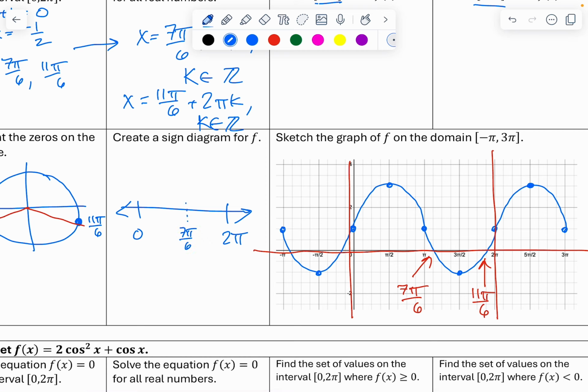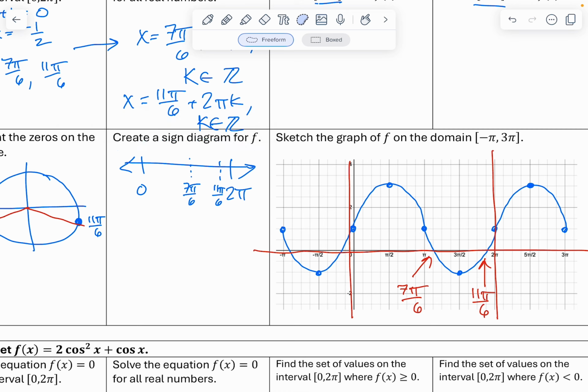And what's the other one? 11 pi over 6 is somewhere over here. And there's the beginning of our sign diagram. That's the things we care about. I think I might need more space. So now what we can do is look at our graph, because from the graph we can tell it's going to go positive, negative, positive. However, sometimes we will do these problems and we won't want to take the time to graph. It doesn't tell you that you can't graph, but there are ways to do this problem without actually graphing.